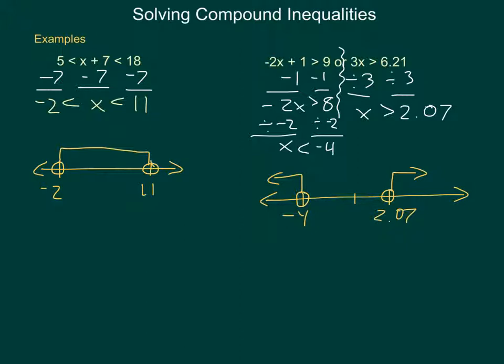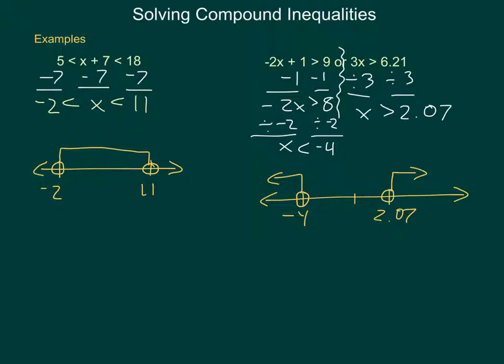Well, let's pick a number that theoretically should not work. Let's pick 0. So, if I take 0 and substitute in here, negative 2 times 0 is 0. 0 plus 1 is 1. 1 is not greater than 9. If I substitute 0 in here, 3 times 0 is 0. 0 is not greater than 6 and 21/100ths. So I found something in the middle that did not work, and we figured that it should not.